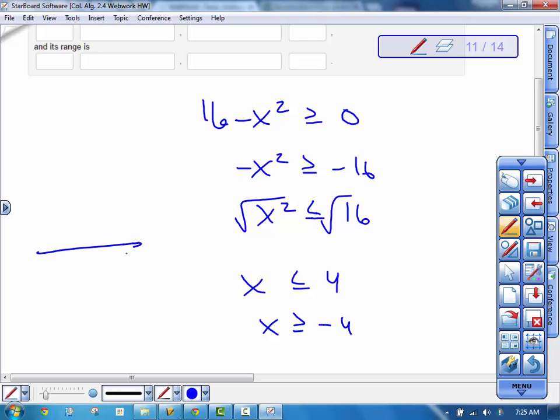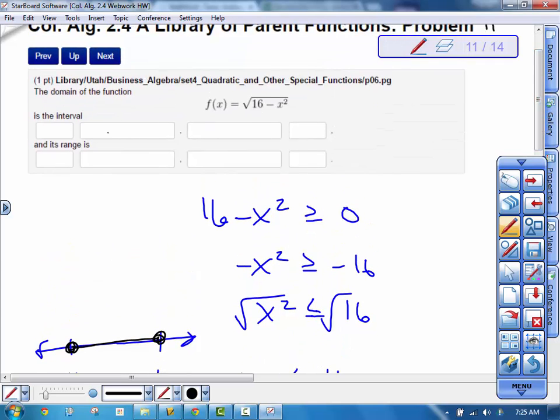So if I graph that on a number line, x has to be all the points that are greater than negative 4 and less than positive 4. So I'm looking at this as my domain, all the numbers from negative 4 to 4. So I would say that, negative 4 to 4, and I can include those with brackets because they're included. I can have 0 in here. Now I need to look at the range.